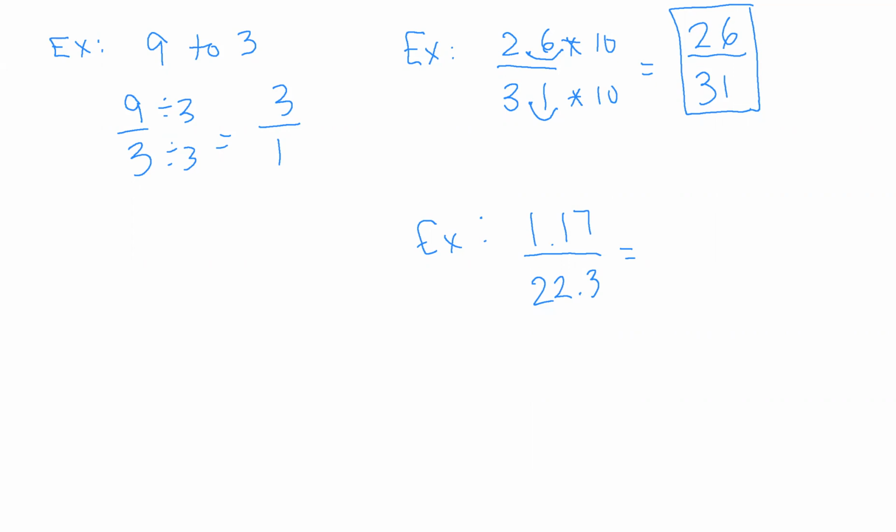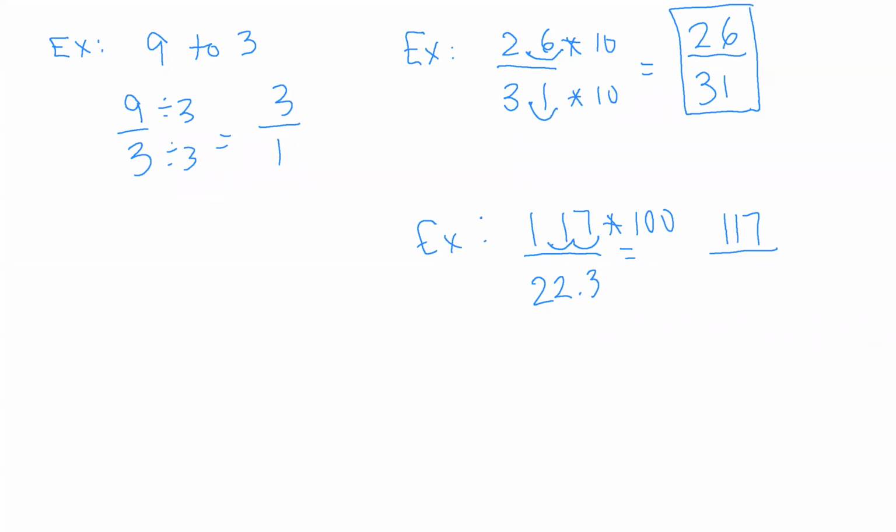Top and bottom have to be multiplied by the same power of 10, but you want to make sure you get the power of 10 that's going to eliminate the largest number of decimals. So right here, 1.17, I would need to multiply it by 100. That would give me 117. That moves the decimal once for each zero, so moves it twice.